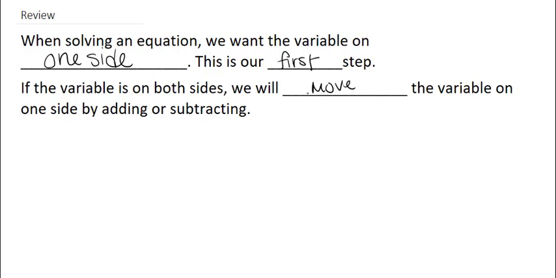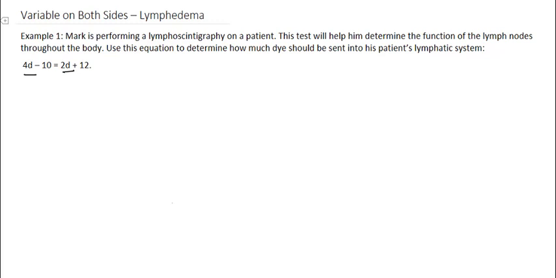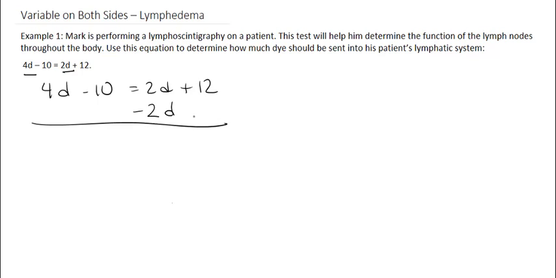So let's go ahead and look back at our example here. So we see that we have two variables, one on each side. So what we will do is we will show two different ways to solve this. So the first way will be to subtract 2D on both sides. Now 2D minus 2D is equal to 0. 4D minus 2D is equal to 2D. And then we have minus 10 is equal to 0 plus 12.